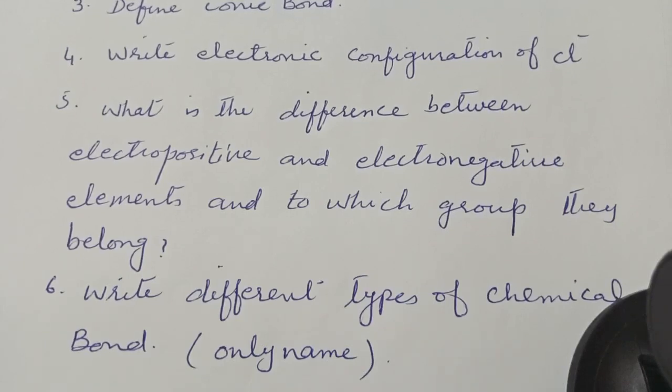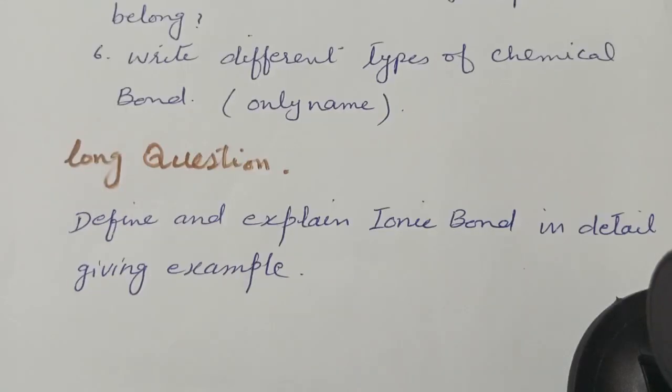Question number 6 is write different types of chemical bond. Since it's a short question, only the names will be written here. That is the ionic bond, covalent bond, coordinate covalent bond or the dative bond, and metallic bond is its answer.